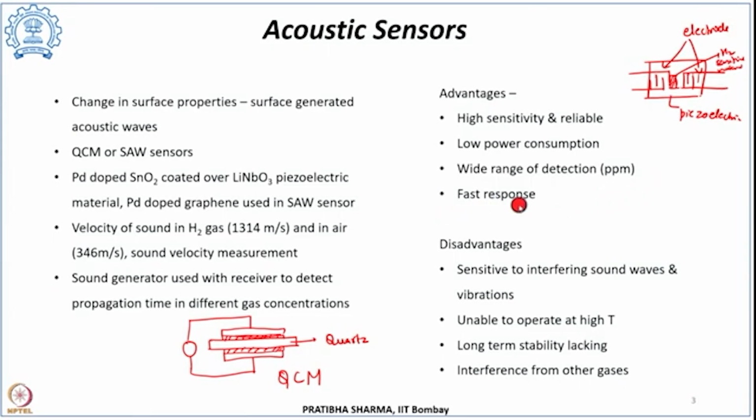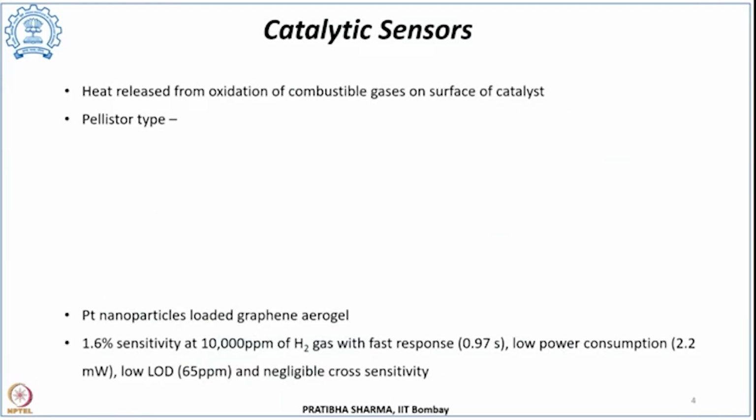They have a faster response, but at the same time they have disadvantages: they are sensitive towards other sound waves, interfering sound waves, or vibrations. So noise could be an interference in these sensors. They are unable to operate at high temperatures, and long term stability is the biggest challenge. There could be interference from gases other than hydrogen, and that could make their use limited.